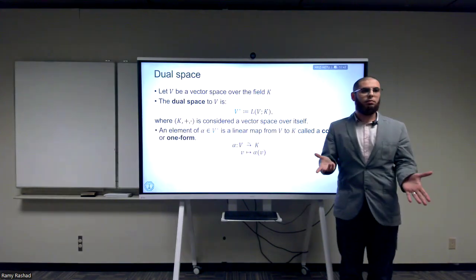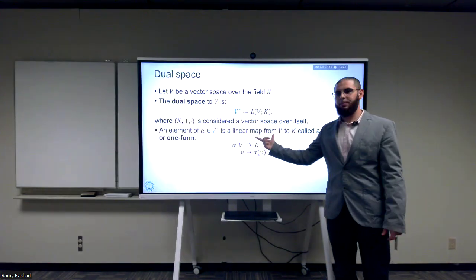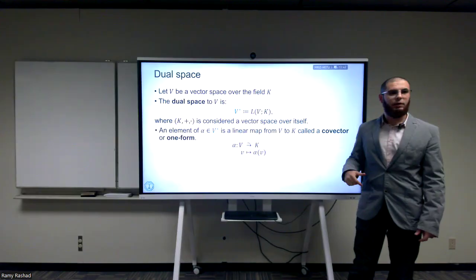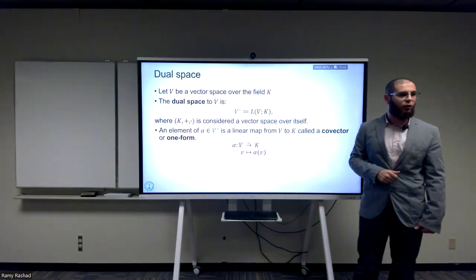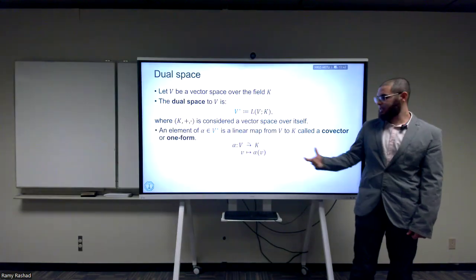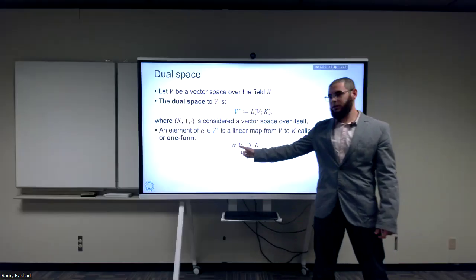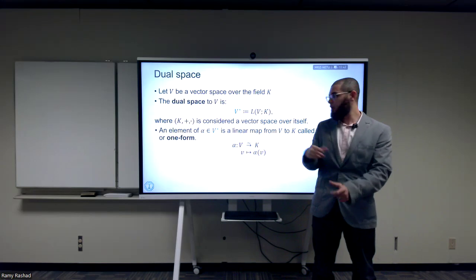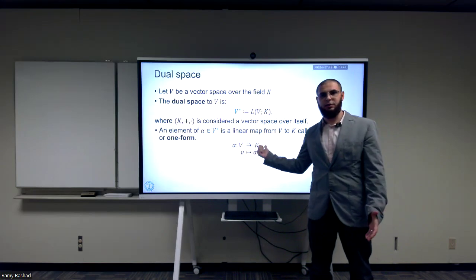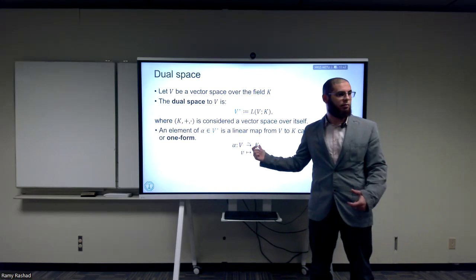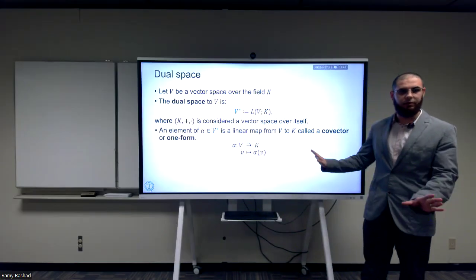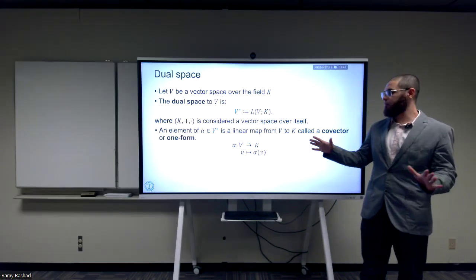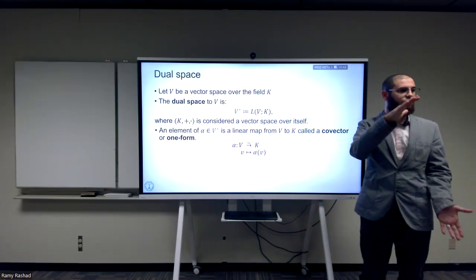Then alpha will be what? A linear map from V to K. And this is what we call a covector or a one-form. Is this clear? So alpha, if I pick any element from the space V star, I'm going to get a map from V to K. And this map is linear. Clear? Abstract definition, new object, we're just going to add it to our toolbox.